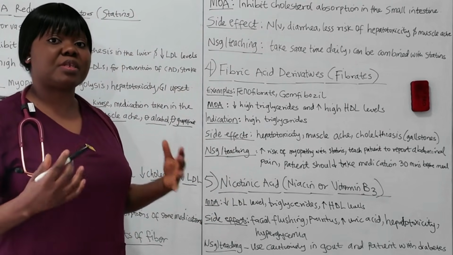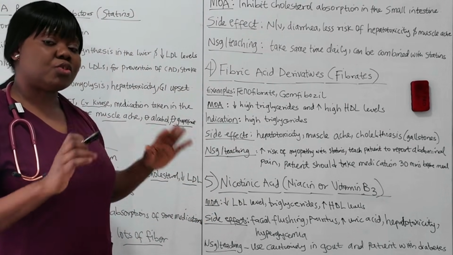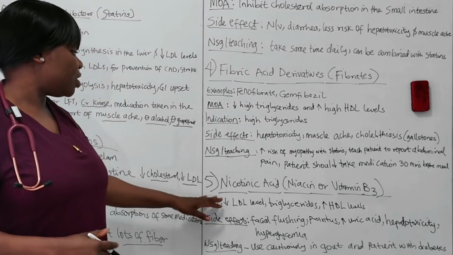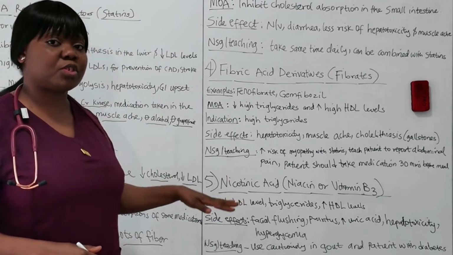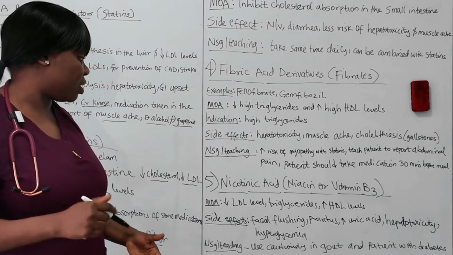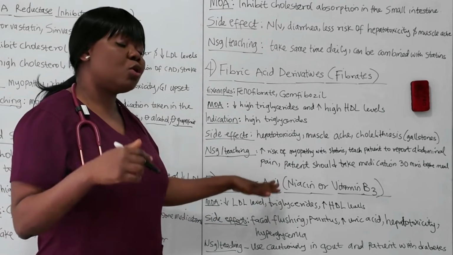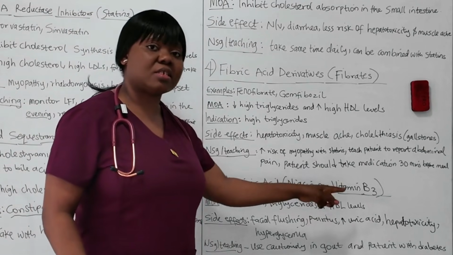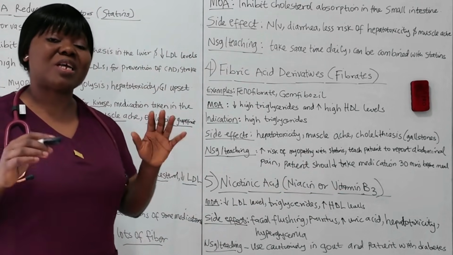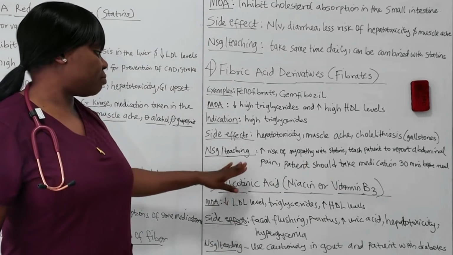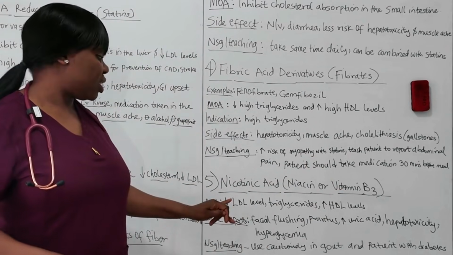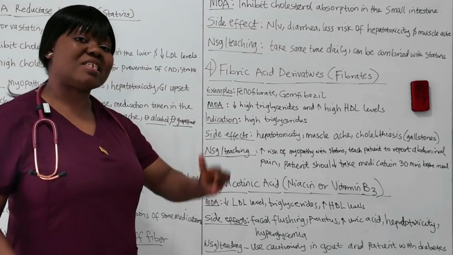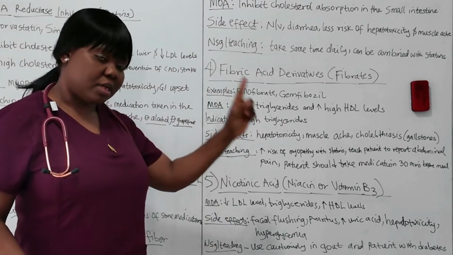Now, the last group of medication we'll be looking at is the nicotinic acid, that's the niacin or vitamin B3. This medication, especially when it's prescribed in high amounts, is used to lower low density lipoprotein. So it lowers that bad cholesterol level. It also lowers high triglyceride and increases HDL, the high density lipoprotein. That's the good cholesterol. So this medication is doing a lot of things. It lowers the LDL level, lowers triglyceride, and increases HDL levels.